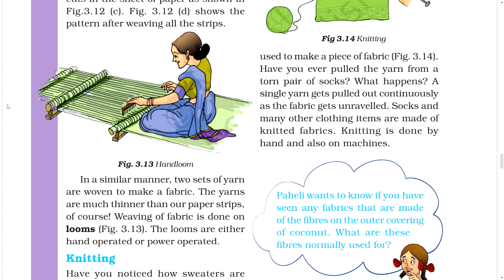Hand loom. In the similar manner, two sets of yarn are woven to make a fabric. The yarns are much thinner than our paper strips. Of course, weaving of fabric is done on looms. The looms are either hand operated or power operated.